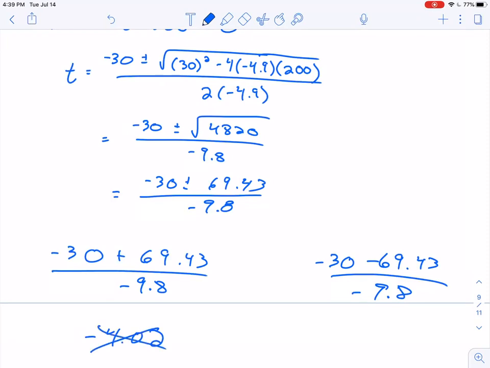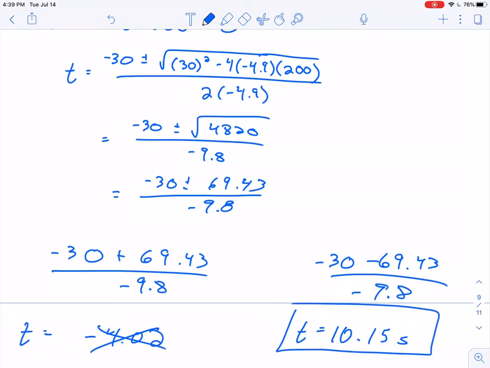That doesn't make sense because we're talking about time. Time can only be a positive quantity. So we must be talking about this right-hand term, negative 30 minus 69.43 divided by negative 9.8, which gives me roughly 10.15 seconds. So after about 10 seconds, our rock will hit the ground or hit the river, wherever it lands.